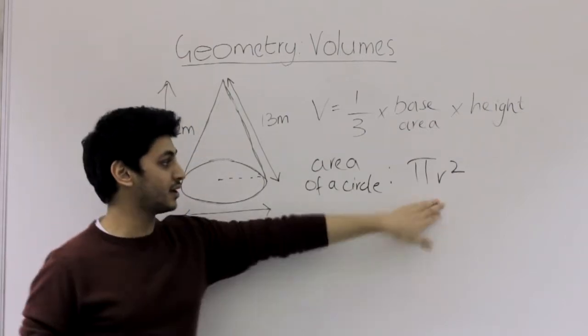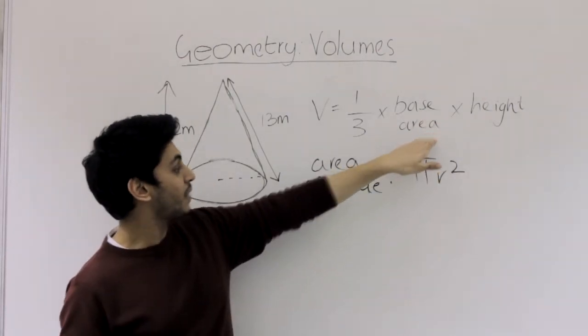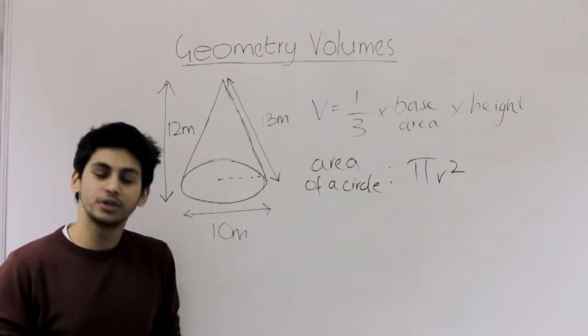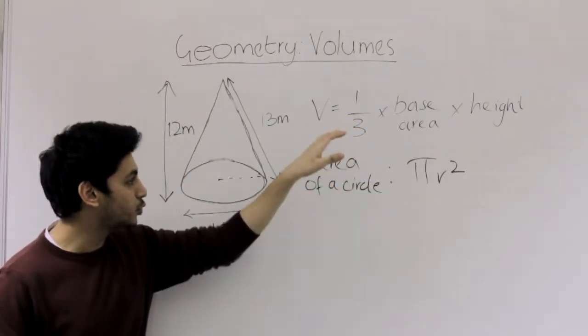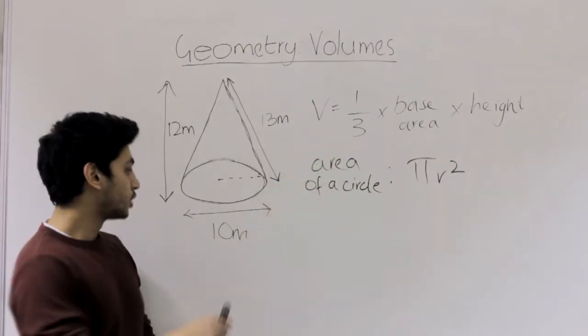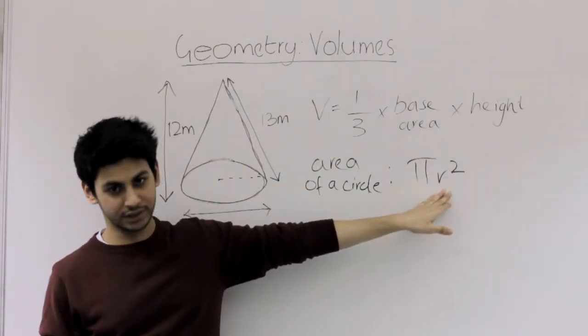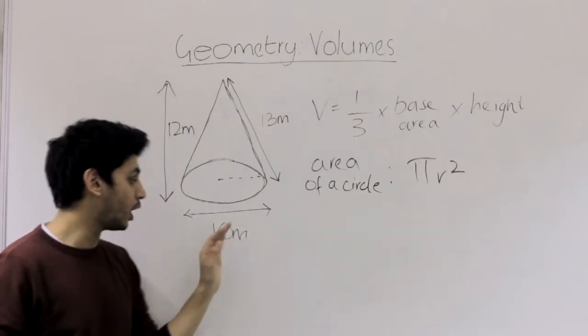So now we can plug this into our base area, and we've got all the other elements that we need to find out the volume of this shape. So let's work out the area of the circle and plug it into our volume formula. In our example, we're not given the radius. Our r here represents the radius, and we need to work out what our radius is.